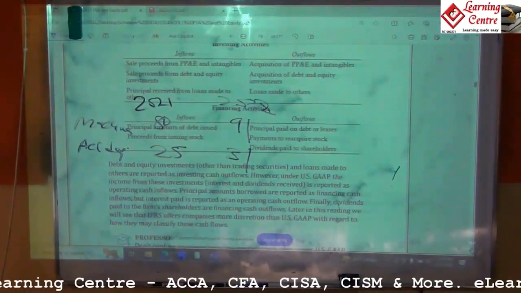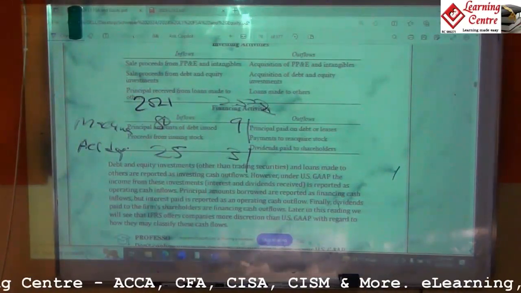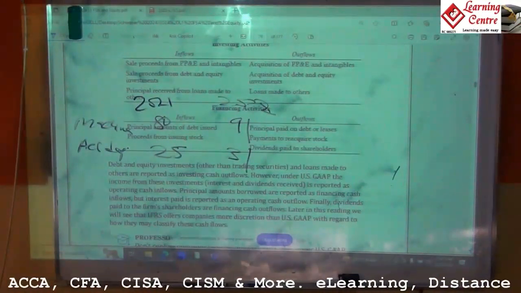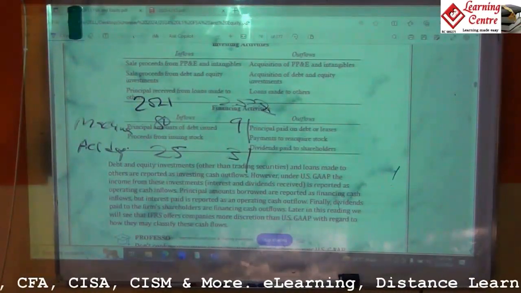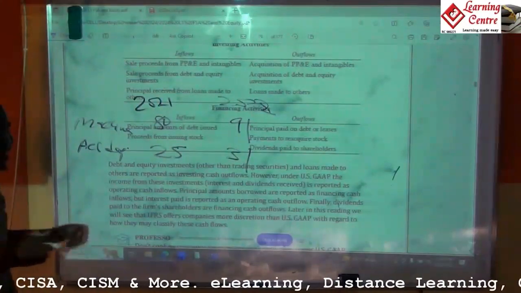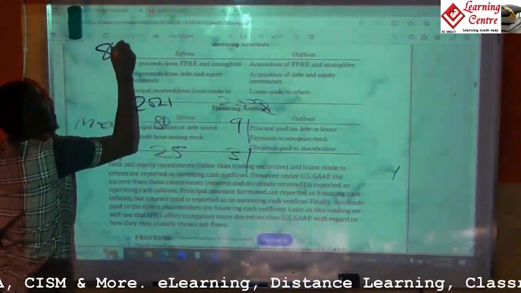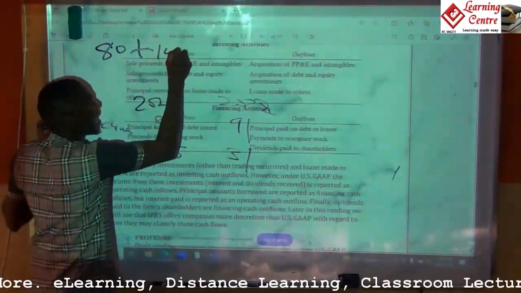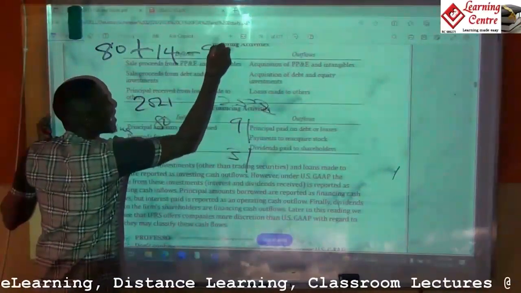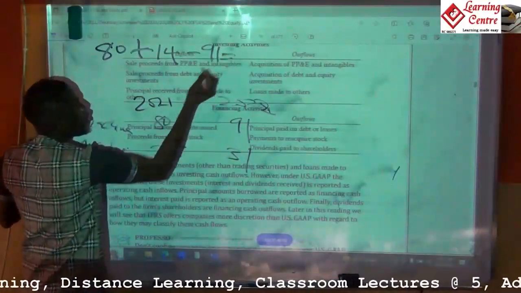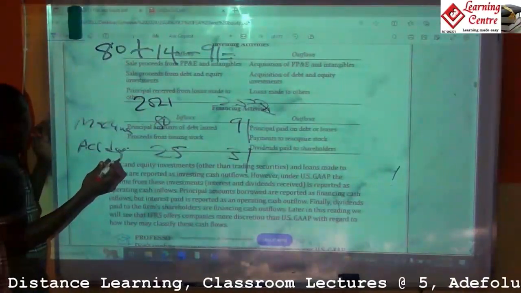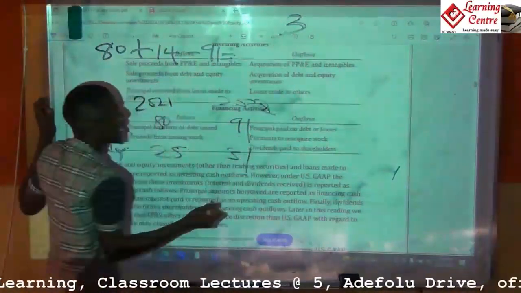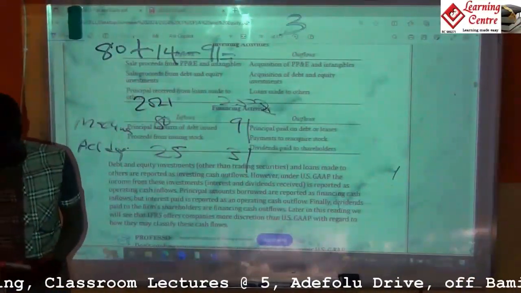So what's the beginning balance? 80, plus equipment purchased, which is the capital expenditure, 14, minus 91, which is the ending balance. So what do we have? 3. Thank you. So we put the 3 aside.